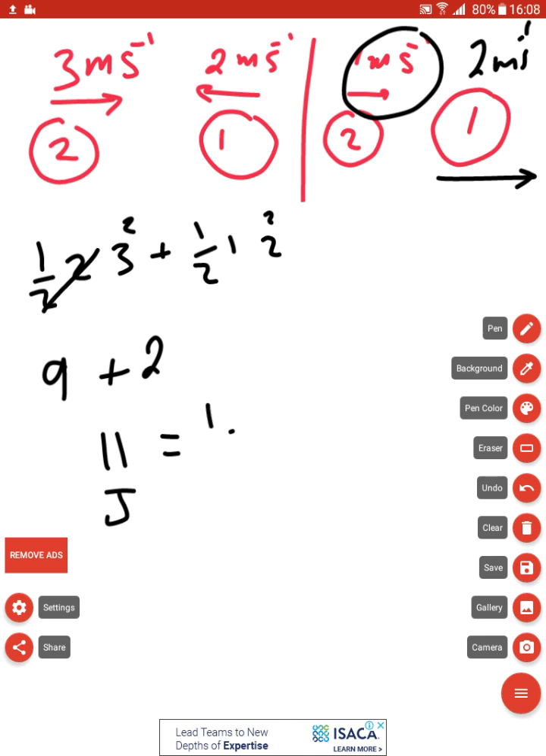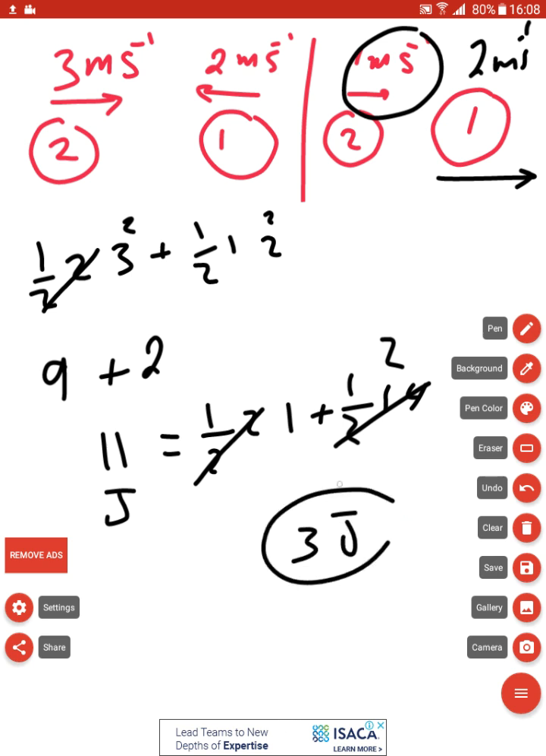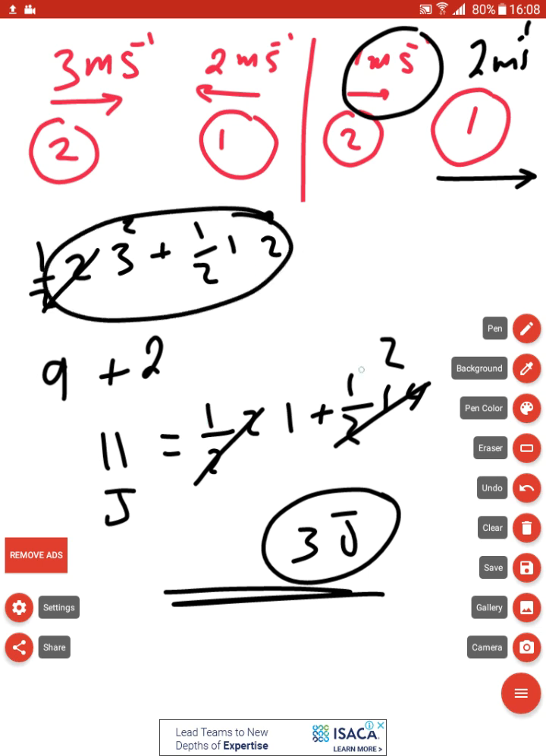After collision, we have half multiplied by 2 by 1 squared, which is 1, plus half multiplied by mass, which is 1, v squared, which is 4. 4 over 2 is 2. So on the other side, we have 3 joules. So it is not an elastic collision if the kinetic energy before is not equal to the kinetic energy after.